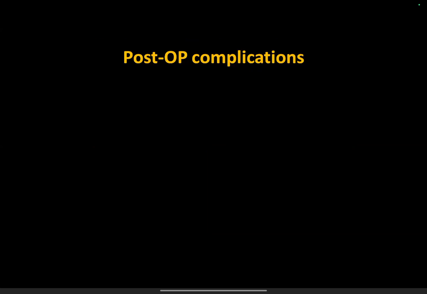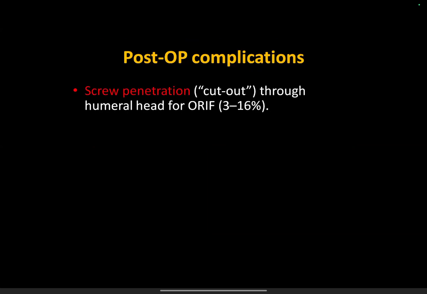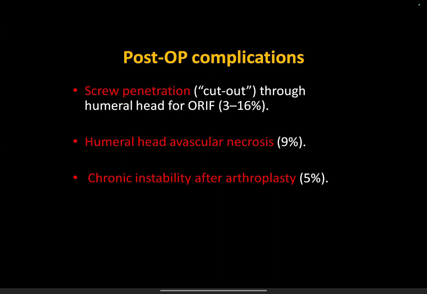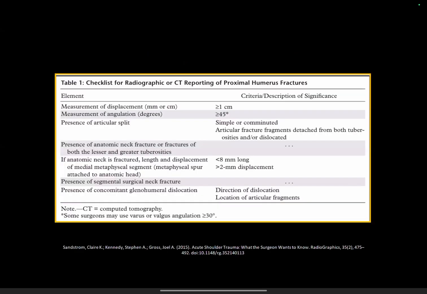There are post-operative complications that we have to keep in mind, especially if these patients come for follow-up, whether on radiographs or cross-sectional imaging. Number one is screw penetration, usually when the screw cuts out through the humeral head. In the setting of open reduction internal fixation, that is usually seen in 3 to 16% of cases. Then humeral head avascular necrosis, chronic instability after arthroplasty, especially if it was associated with other types of injuries, and loss of the range of motion, or in other words, capsulitis.